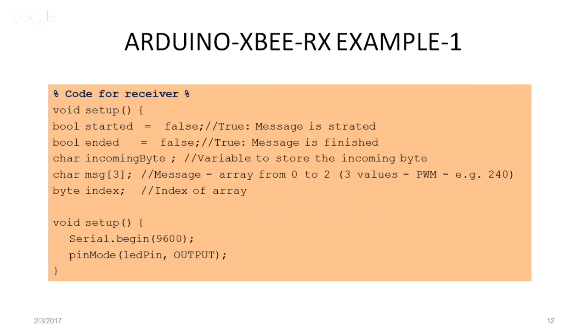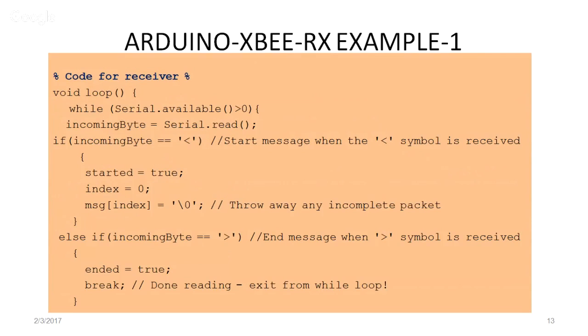At the receiver side, we have to write some program so that we can receive the data by this Zigbee device. We have to use some variables like started, ended. I will explain in the next how we will use it. Incoming byte, message. In the void setup, again, we have put serial.begin, and we have taken an LED as an output pin.